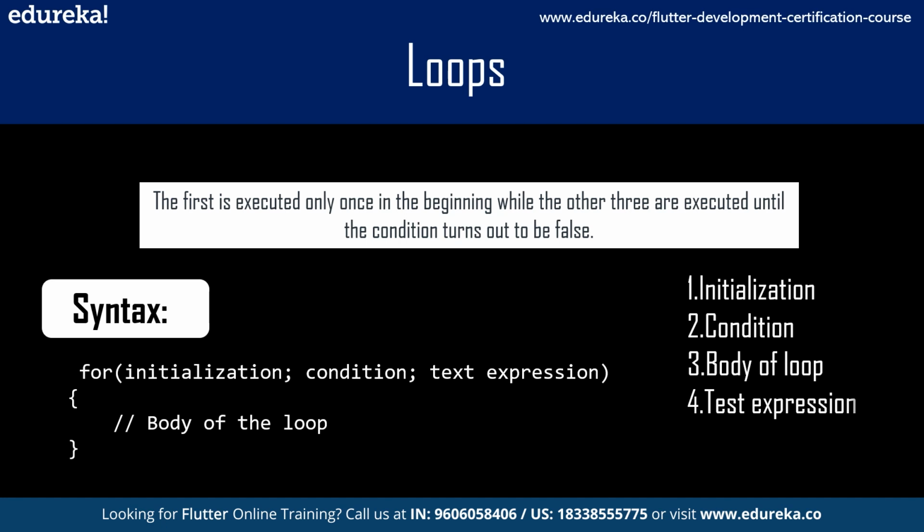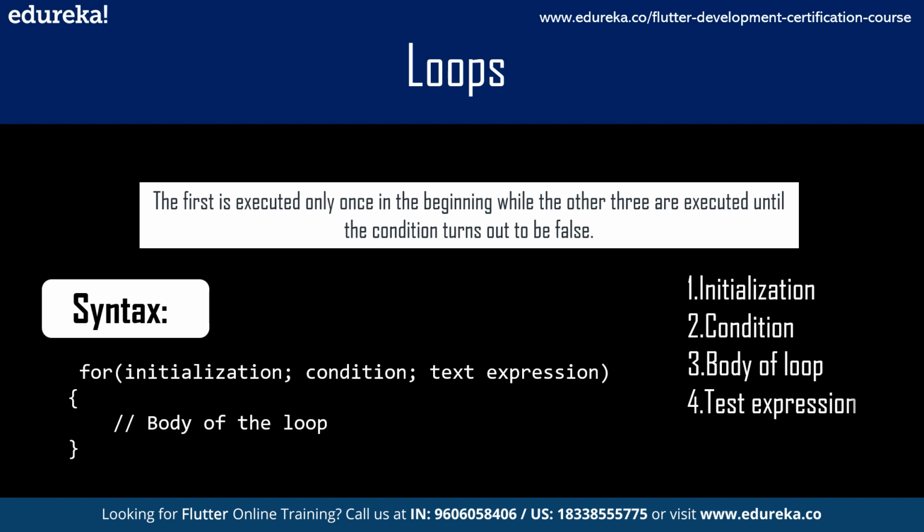So how does this control flow work? It starts with the initialization, then it checks the condition, then it goes to the body of the loop, then it checks the test expression. The first is executed only once in the beginning, while the other three are executed until the condition turns out to be false. Now with an example, let us understand this in detail.